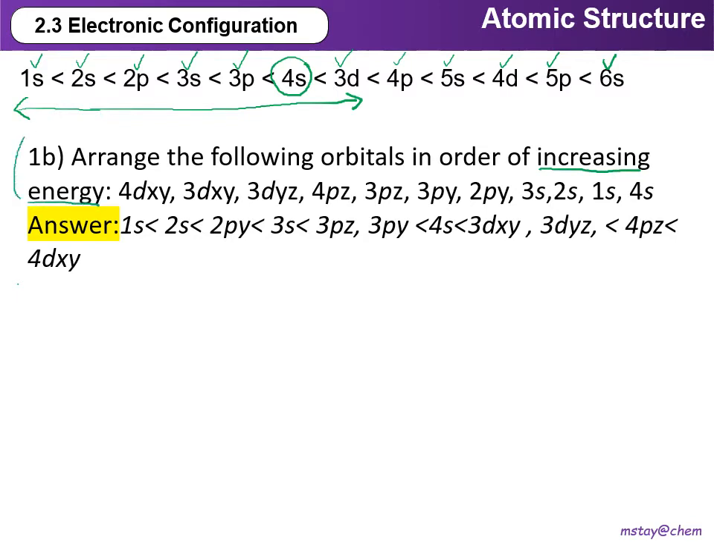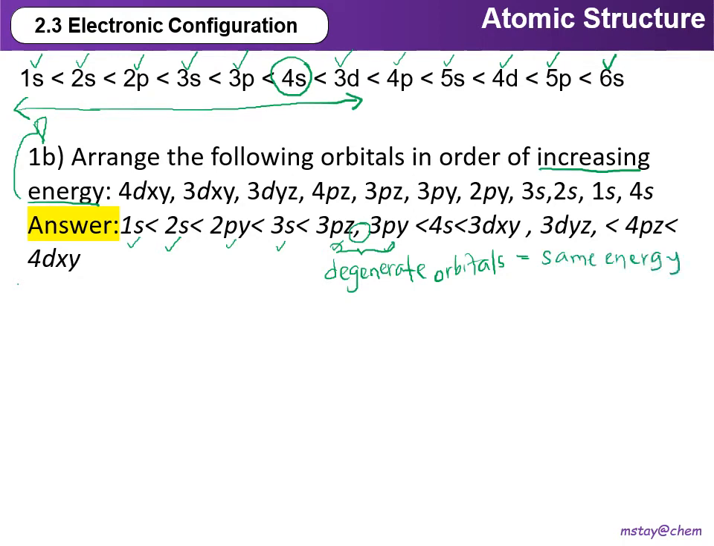Okay, so we can refer to this to arrange. So 1s is the lowest energy, 2s, and then followed by 2py, 3s, 3pz, and 3py. If you look here, we use the comma sign. It means that these two orbitals, we consider they are degenerate orbitals. So what is the meaning of degenerate orbital? We consider they have the same energy.